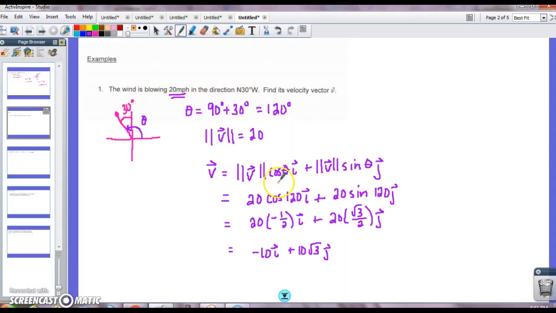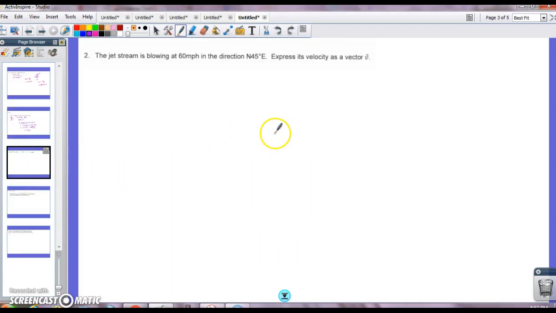So it's pretty straightforward. You're just really plugging in and solving from there. Okay? Let's try another one. In this case we have the jet stream blowing at 60 miles per hour in the direction north, 45 degrees east. So north 45 degrees east would put me here. So this angle is 45. But remember, theta comes from here. So I know that theta is also going to be 45. And then I know that my velocity is 60.